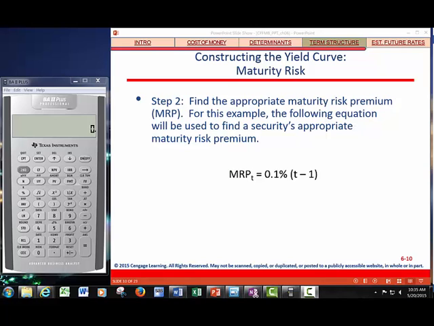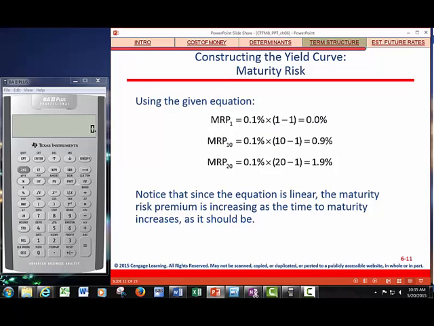So we're going to use their made-up equation to look at the same examples for a 1-year, a 10-year, and a 20-year debt instrument. So the maturity risk premium, if it's just a 1-year security, is only 0% because there really is no maturity risk premium. For 10 years, it's 0.9%, and then 20 years, it's 1.9%. The maturity risk premium should always increase as time increases.